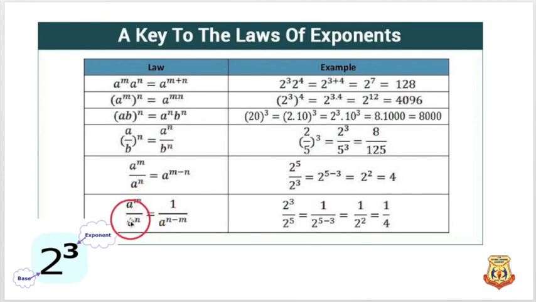Now, a to the power m by a to the power n, this we can write this way also: 1 by a to the power n minus m. Look at this, these two are the same. But as I have written 1 by this, I have to change the place. Previously it was m minus n and now I have to write it this way, n minus m.